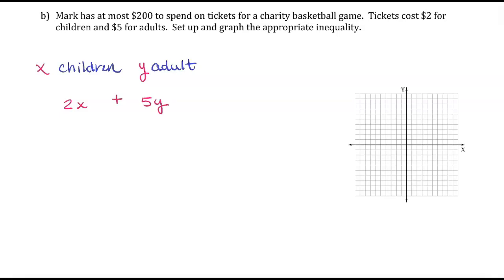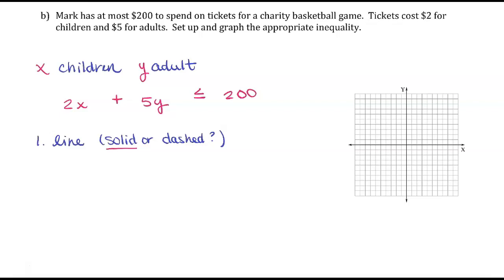Now, we're told that Mark has at most $200 to spend. That means that he could spend $200 or he could spend less than $200. So we can write our inequality as 2x plus 5y needs to be less than or equal to 200. Now that we've set up our inequality, let's graph it. First, we'll consider the line. Since we don't have a strict inequality, but rather a less than or equal to symbol, we want a solid line. Points on the line will be possible solutions.